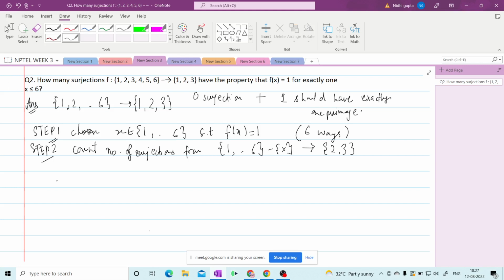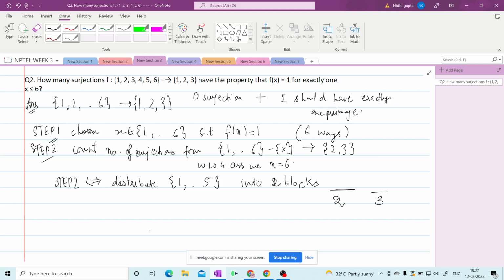We can see that counting the number of surjections in step 2 is equivalent to distributing, without loss of generality, assuming x is equal to 6, the elements 1 to 5 into two blocks, but here the blocks are also distinct, which are 2 and 3. So basically we have to divide this set into two blocks.